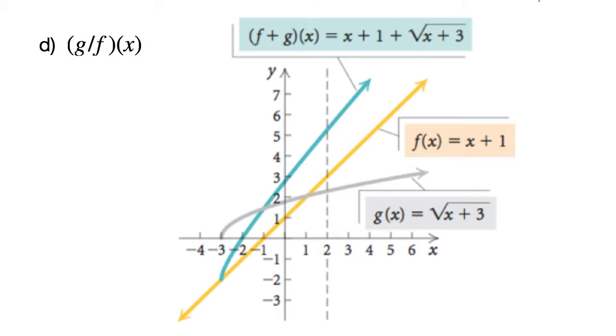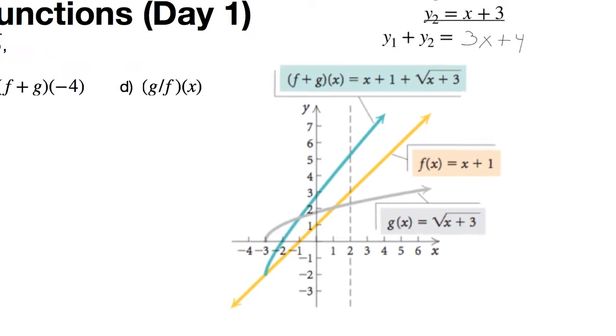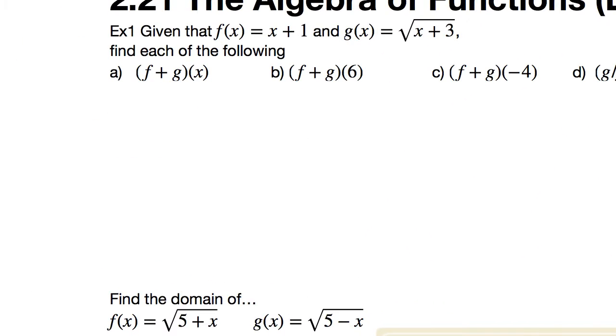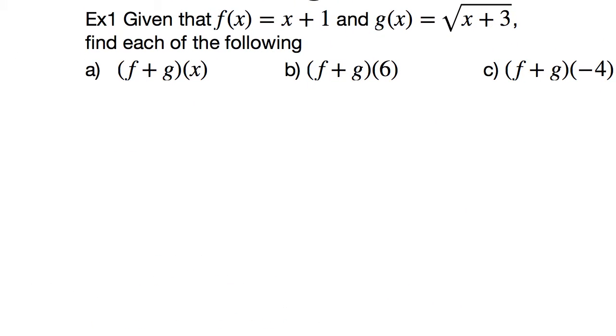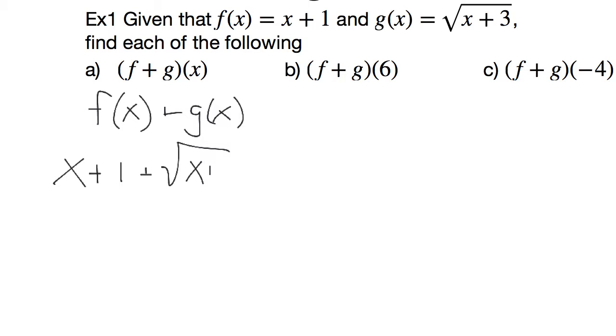Anyway, adding functions is just one of the things you could do. You could also subtract functions, or multiply functions, or even divide functions. So check this out. Given that f of x is equal to x plus 1 and g of x is equal to square root of x plus 3, find each of the following. (f plus g) of x. Well, (f plus g) of x really is just the same thing as f of x plus g of x. And so, just reading the definitions, we get x plus 1 plus square root of x plus 3.